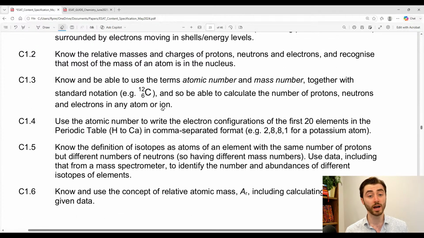For any atom or ion: for an atom, there's equal numbers of protons and electrons. And for ions, you work out how many electrons need to be gained or lost relative to the number of protons in order to give the ion the correct charge.